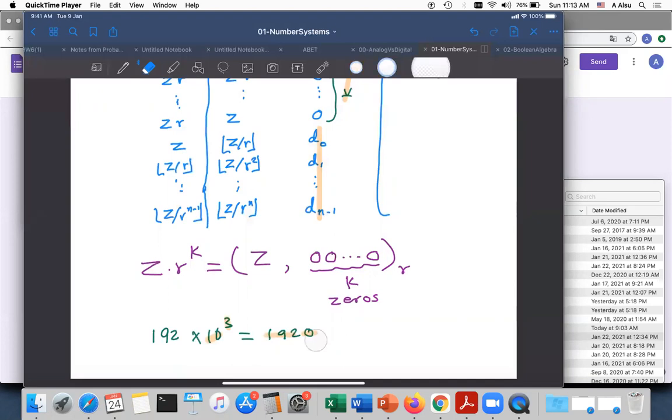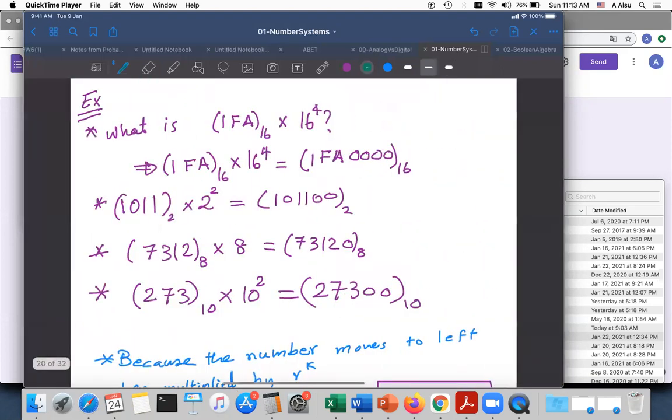Let's see examples. What is this number here? 1FA in hexadecimal multiplied by 16 to the 4, represented in hexadecimal. It's simple, that should be simple after explaining what we saw on the previous page. I just need to put this number and follow it by how many zeros? 4 zeros. This is the answer in hexadecimal.